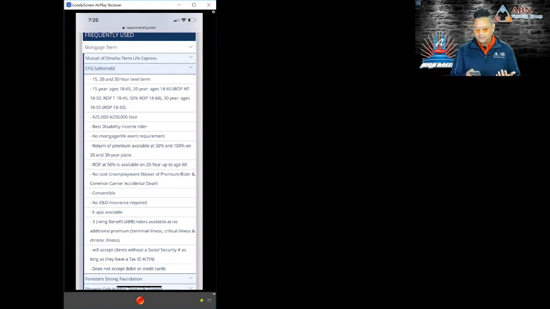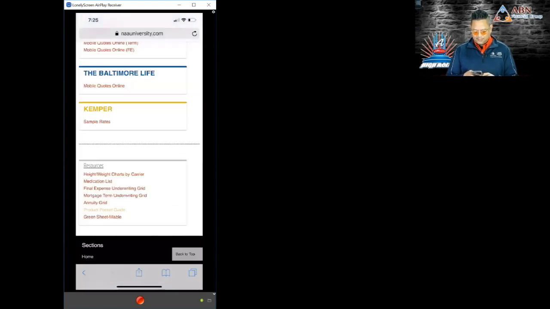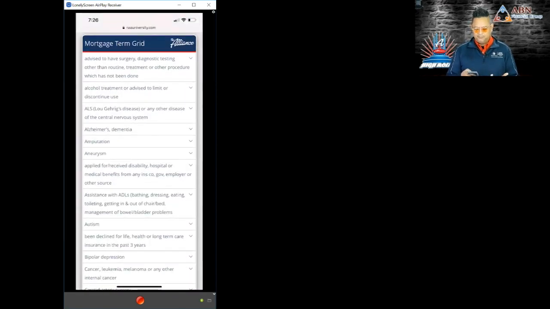Then below that is the face values. We can write them as low as $25,000 up to $250,000. So in this case, his mortgage is $96,000, so I see that I can cover him there. Now I'm going to look at the medications to see if his medications and his health can fit into it. So I go to the mortgage term underwriting grid, and here I can look up his situation.